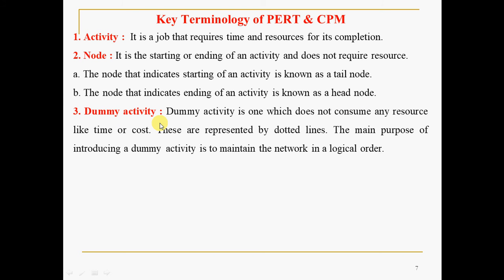Dummy activity. Sometimes we have to use some activities called dummy activities, which do not consume any resource like time or cost. These are represented by dotted lines. The main purpose of introducing a dummy activity is to maintain the network in a logical order or symmetry.